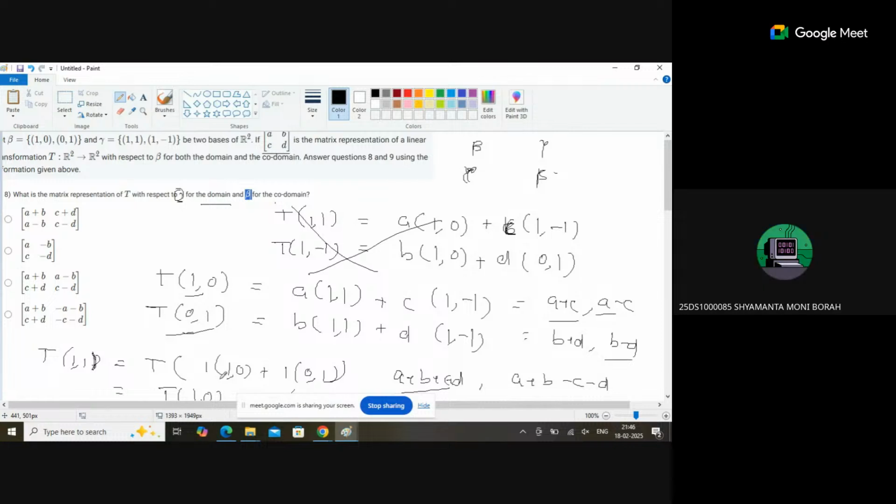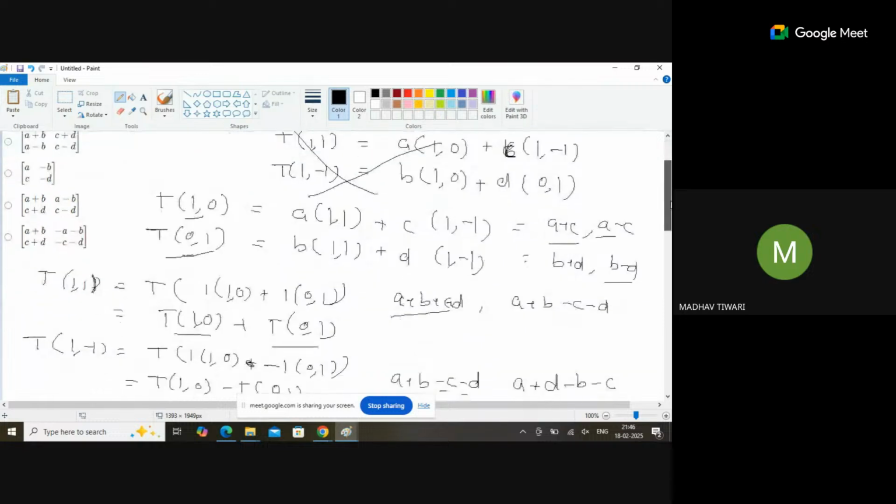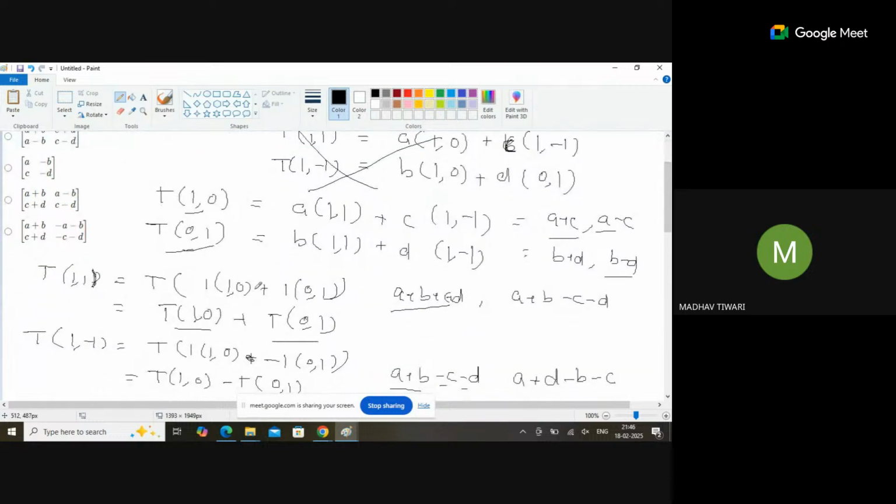So this one looks fine, sir. This one looks fine. This is looking fine. Yeah, next, the other one is looking a bit off. Yeah, I'm also thinking the same thing. So if I apply the transformation over here on (1, 1), it is 1 times this, 1 times this. So I should get this. I am getting 1 times this one and 1 times this one. When I added these two things, I got this.